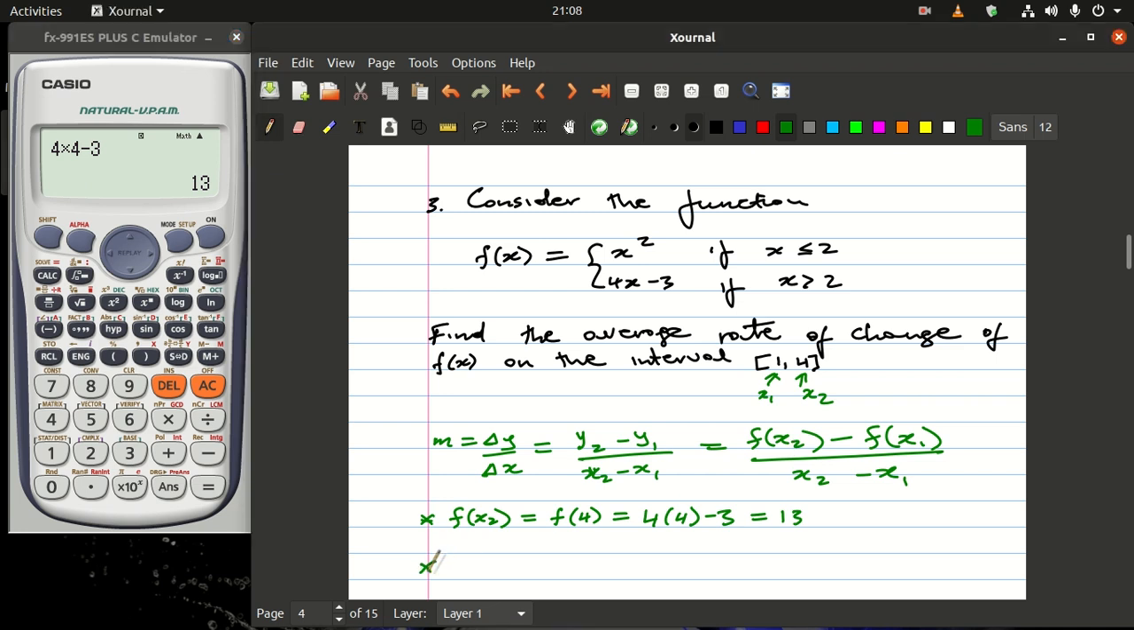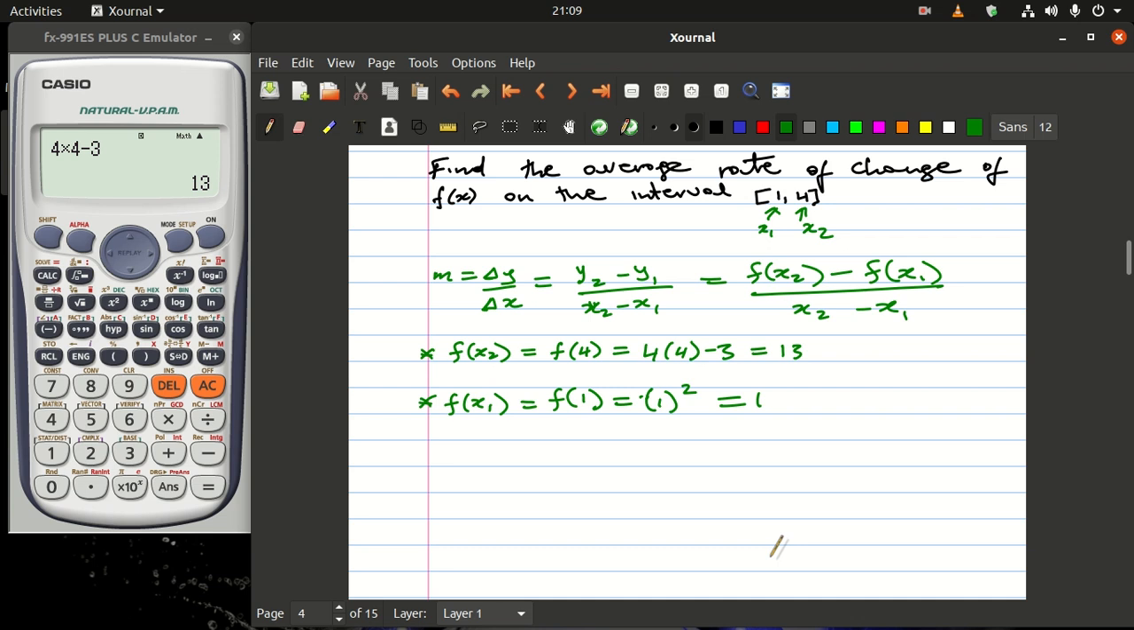And then if we are looking for f of x1, f of x1 is the same as f of 1, so I'm going to place a 1 there. And then this 1 here is the value of x. Is x bigger than 2? Is 1 bigger than 2? That's a big no. So 1 is actually less than 2, so we are using that equation there. So we'll end up having 1 squared, which is the same as 1.